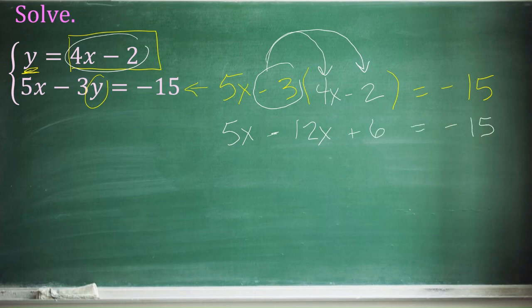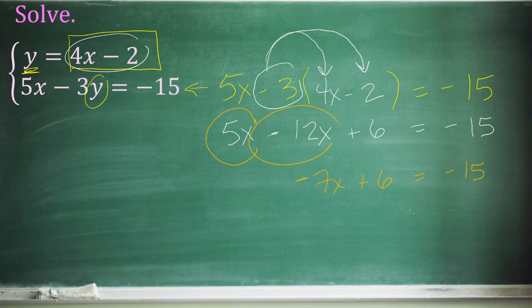I have a couple of like terms on the left-hand side of the equation, and those two terms are the terms that include the x values. So that would be this term and this term. I'm going to go ahead and combine those. 5x minus 12x is negative 7x plus 6 equals negative 15.